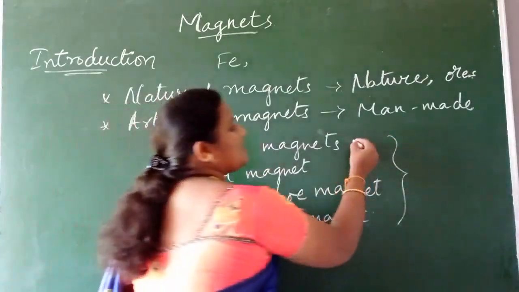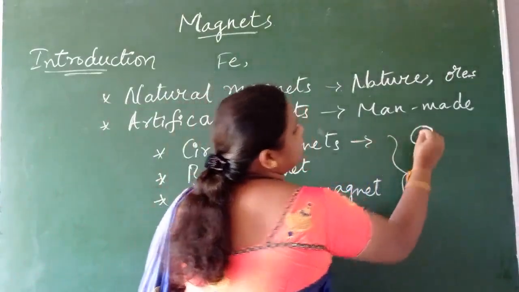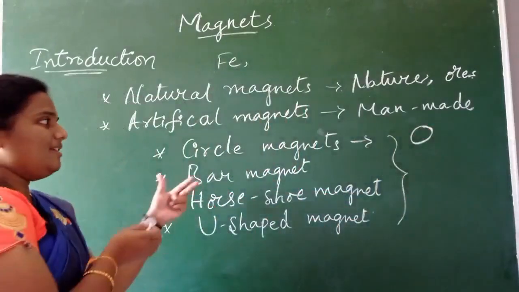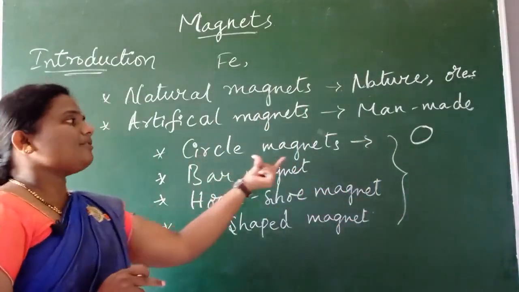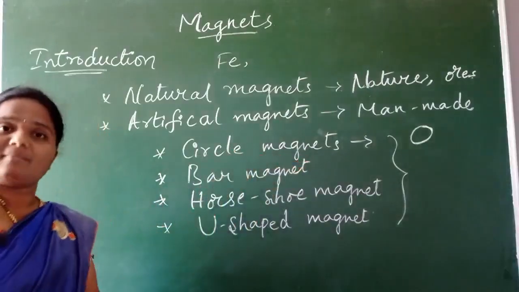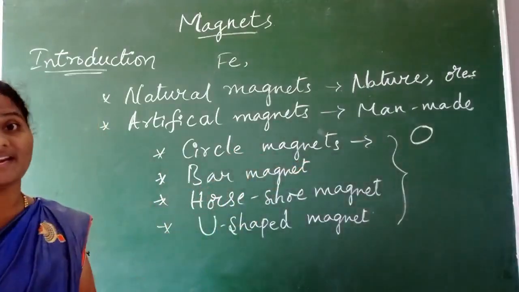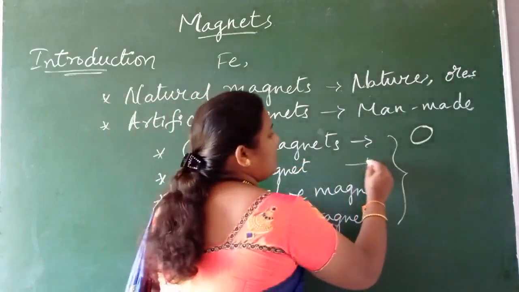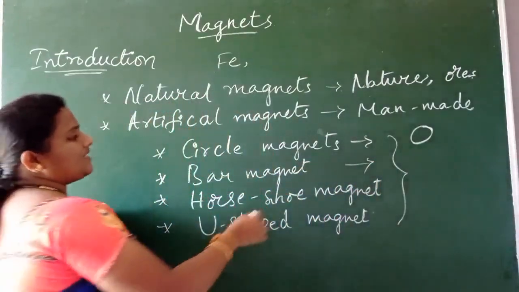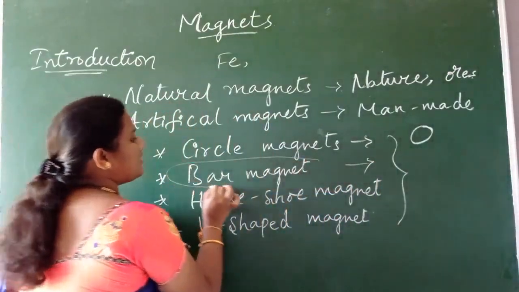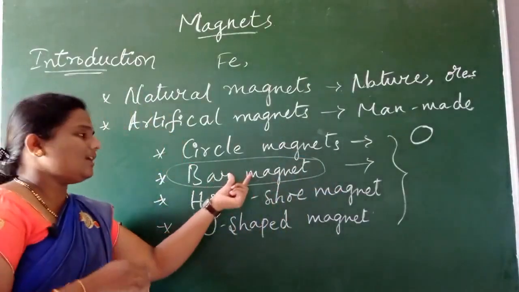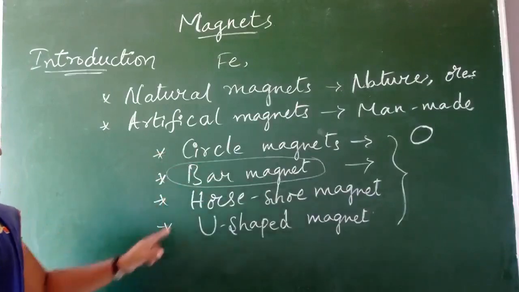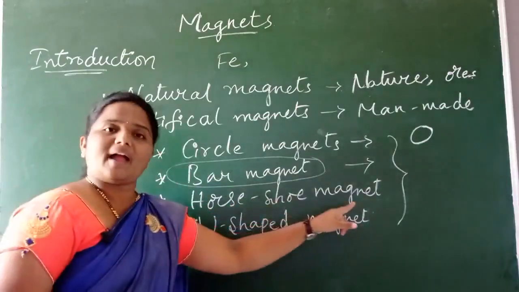Circle magnet means the magnet which is in the form of a circle. If the magnet is in the shape of a circle, that type of magnet is called a circle magnet. Bar magnet is very important, children, because in this chapter we are learning about a bar magnet. I will give more information about that, we will discuss afterwards.